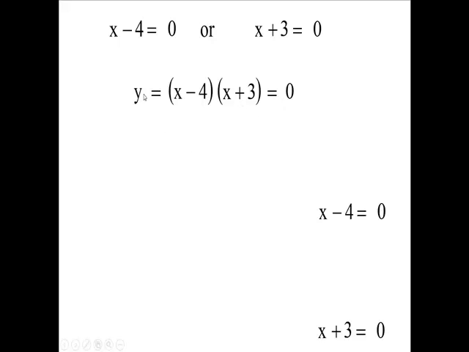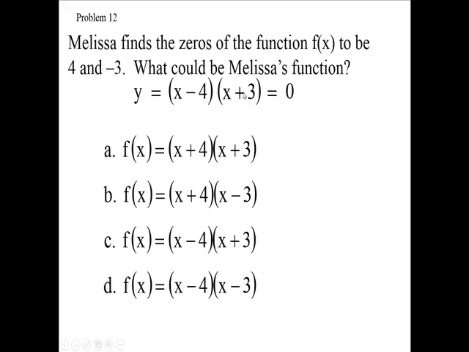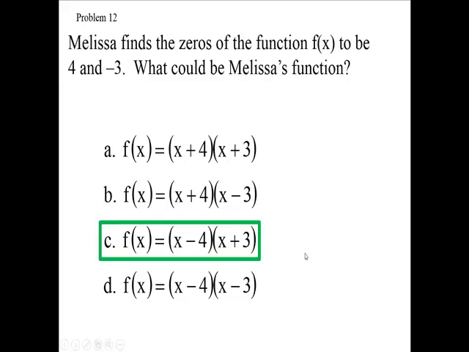So we are saying that y needs to be this if you want to have the zeros of plus 4 and minus 3. Okay? And I'm going to leave this right here, erase all this other stuff, and get my original problem up there. We want x minus 4 and x plus 3. We want to pick this one, don't we? This is the one we want to pick. That could be Melissa's function.